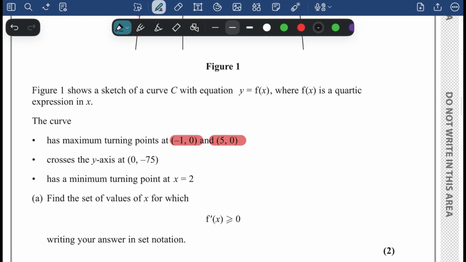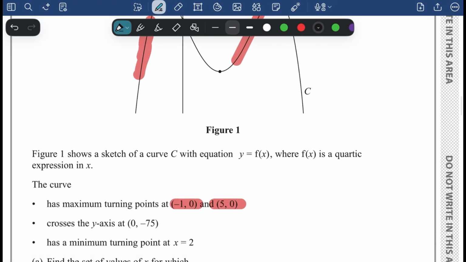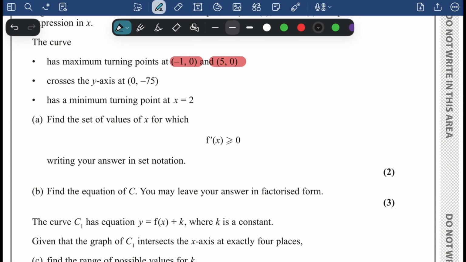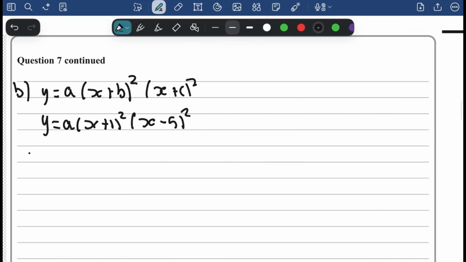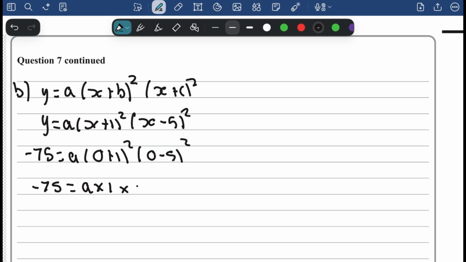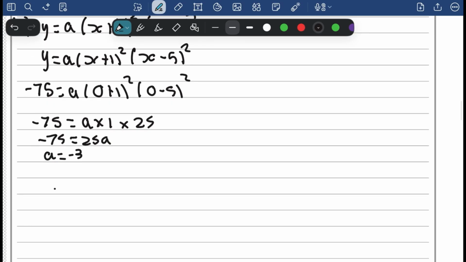And now we pretty much have the equation, in at least the factorized quartic form which we wanted. So we can just substitute values of x is 0 and y is minus 75 to find a, right? So we say a bracket 0 plus 1 squared multiplied by 0 minus 5 squared. And then we can say minus 75 equals a multiplied by 1 multiplied by minus 5 squared, which is 25. So minus 75 equals 25a. That means a equals minus 3. So y equals minus 3 brackets x plus 1 squared brackets x minus 5 squared.